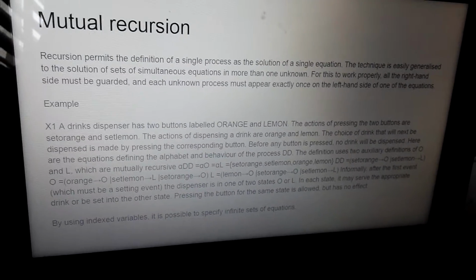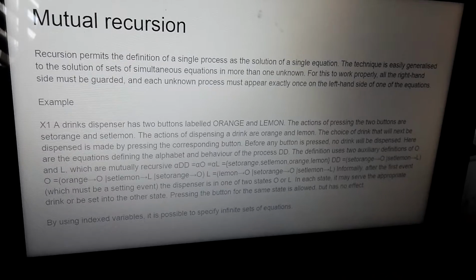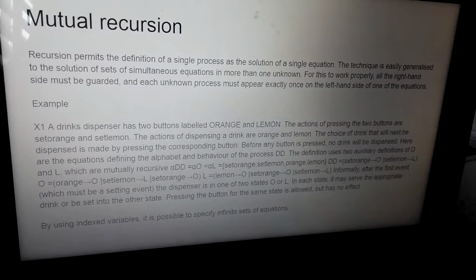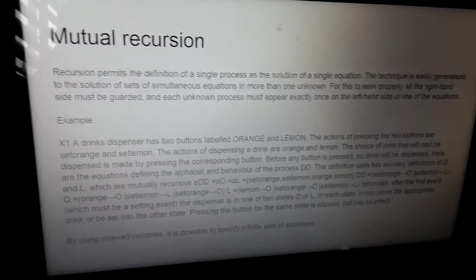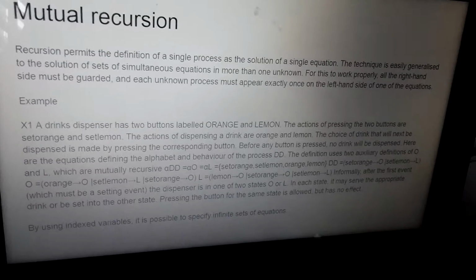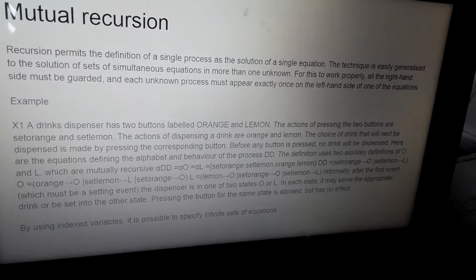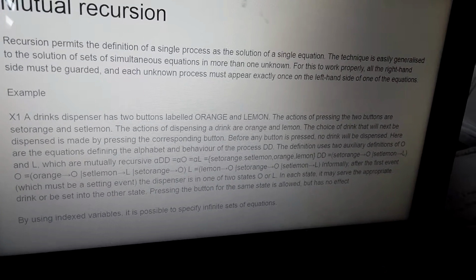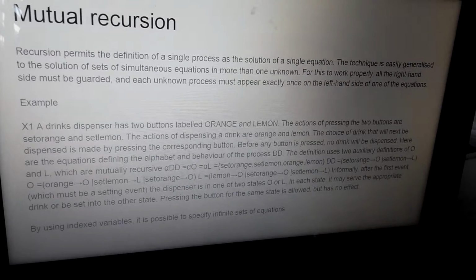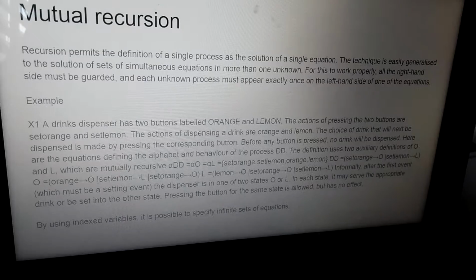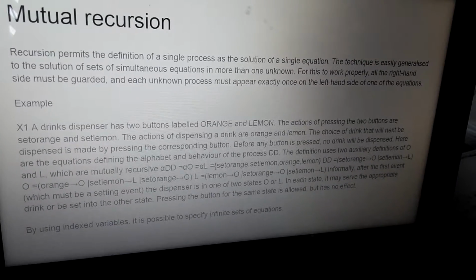Example: a drinks dispenser has two buttons labeled orange and lemon. The actions of pressing the two buttons are set.orange and set.lemon. So the actions of dispensing a drink are orange and lemon. The choice of drink that will next be dispensed is made by pressing the corresponding button. Before any button is pressed, no drink will be dispensed.